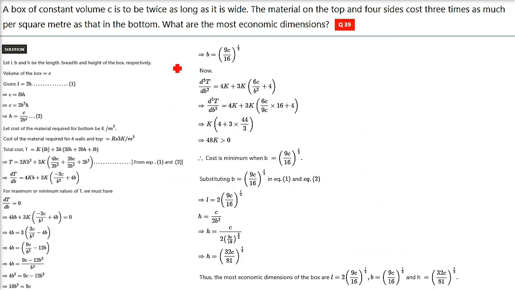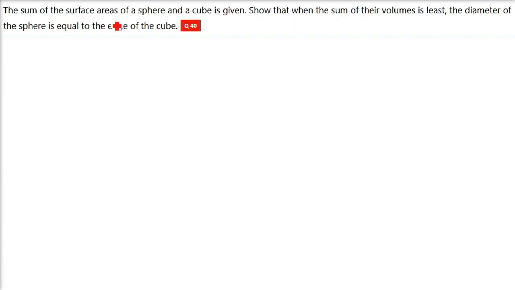So the first time you must do this question. This is a different kind of question, not that typical, but still the variables are there. The sum of the surface areas of a sphere and a cube is given.